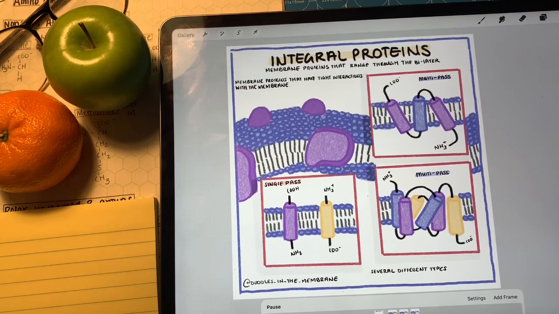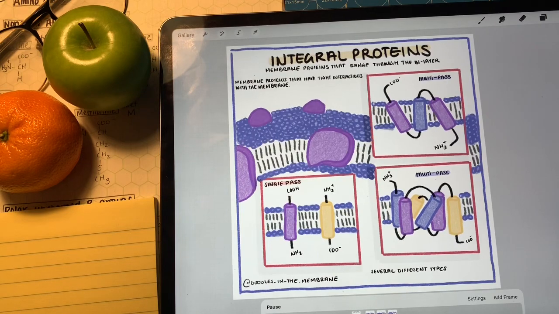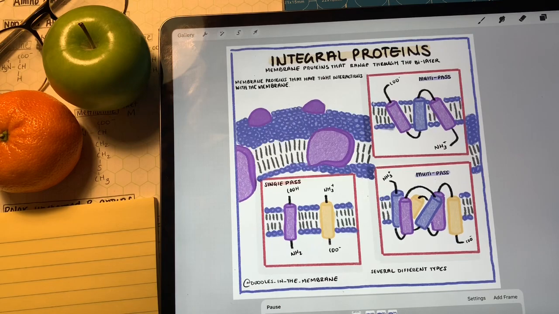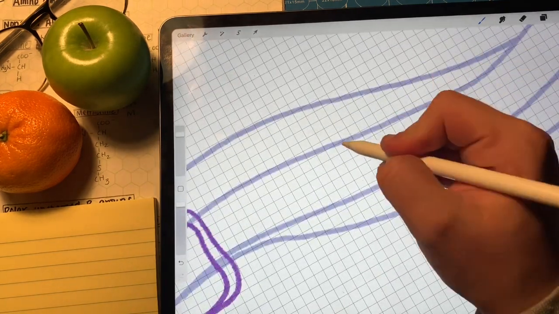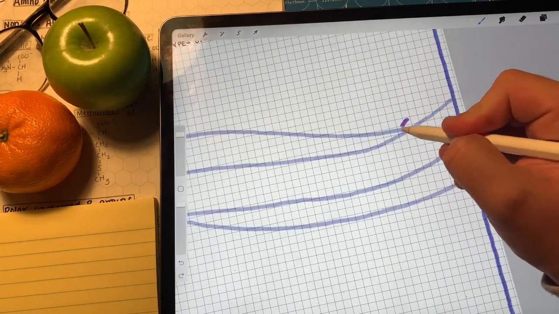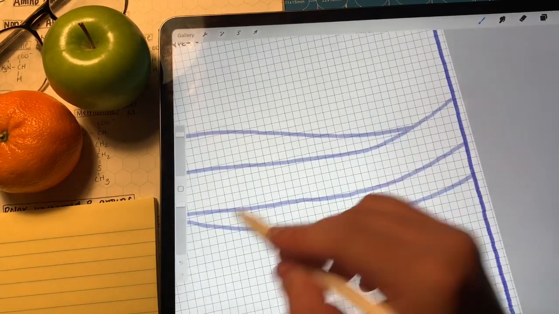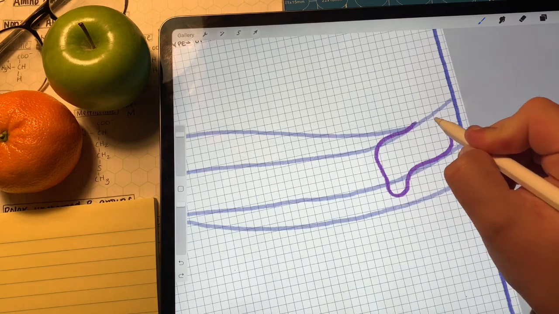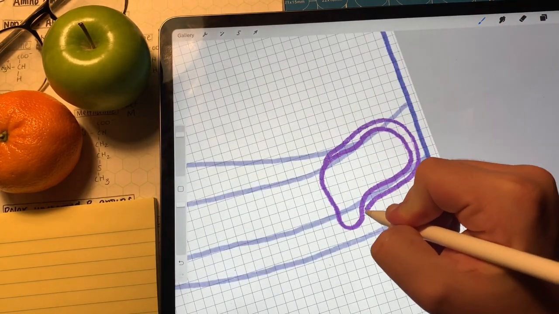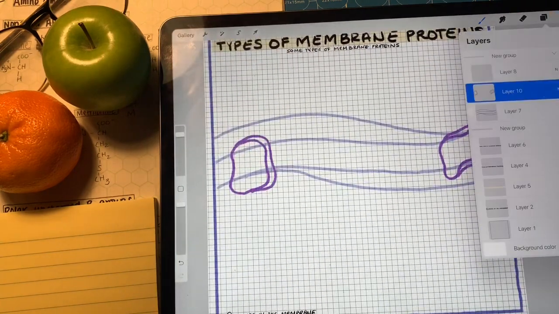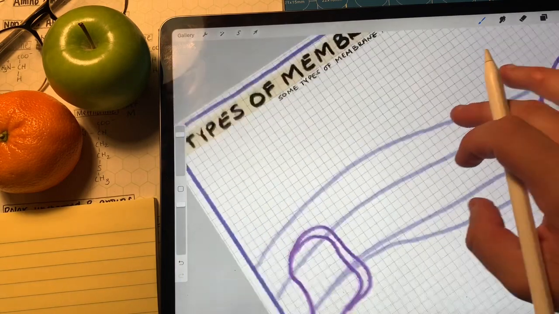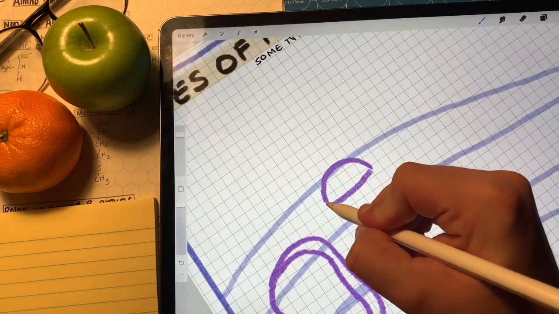You have single pass, multi-pass, and they vary on where the carboxylic end is and where the amino end, or the N-terminal, is. Now, the interesting thing is that to go through the membrane at least once, you need at least 25 amino acids. So things that go through the membrane multiple times, those are pretty long protein complexes. And in order to remove these proteins from the membrane, we have to interact with the hydrophobic regions within the center.